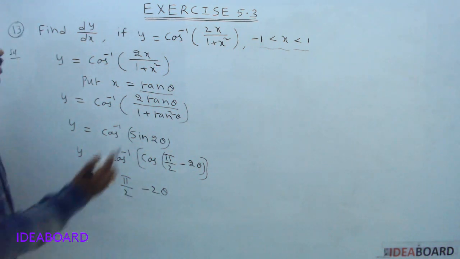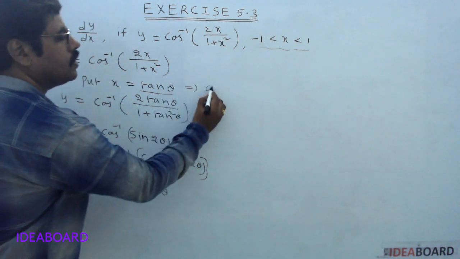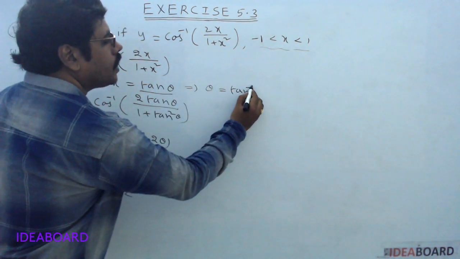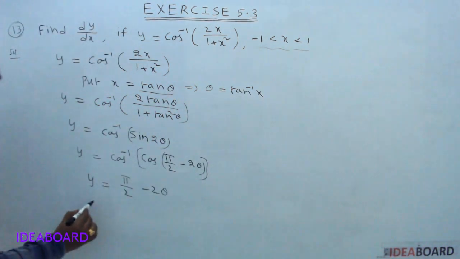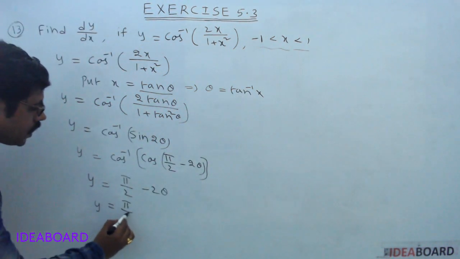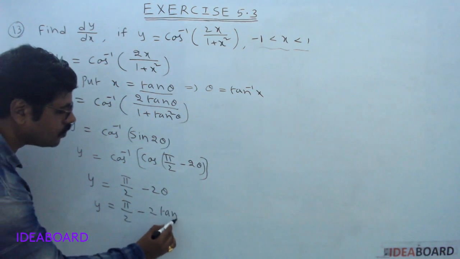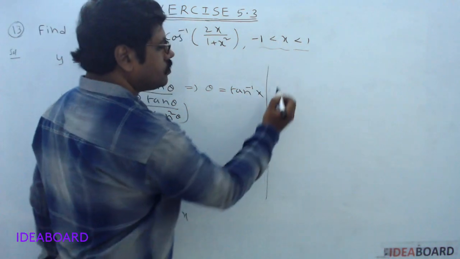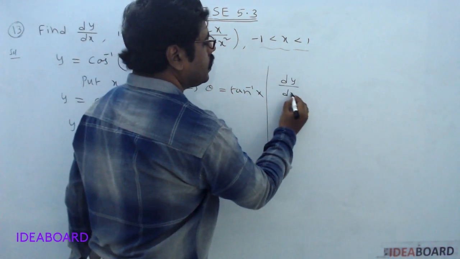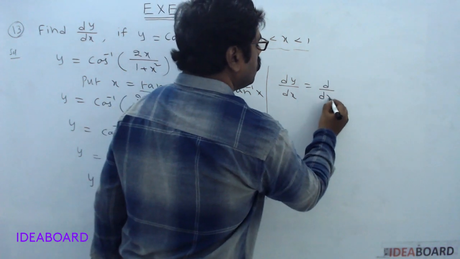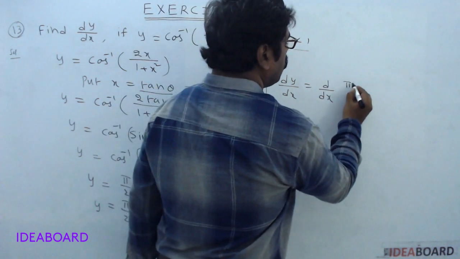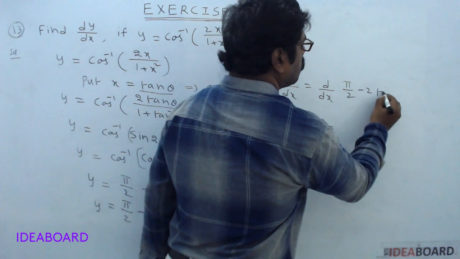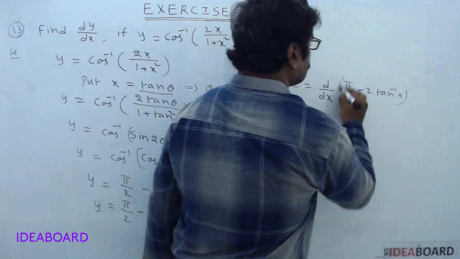So what is our theta value? From this substitution, theta equals tan inverse x. So y equals pi by 2 minus 2 into tan inverse x. Now differentiate this equation on both sides with respect to x. So dy by dx equals the derivative of pi by 2 minus 2 tan inverse x.